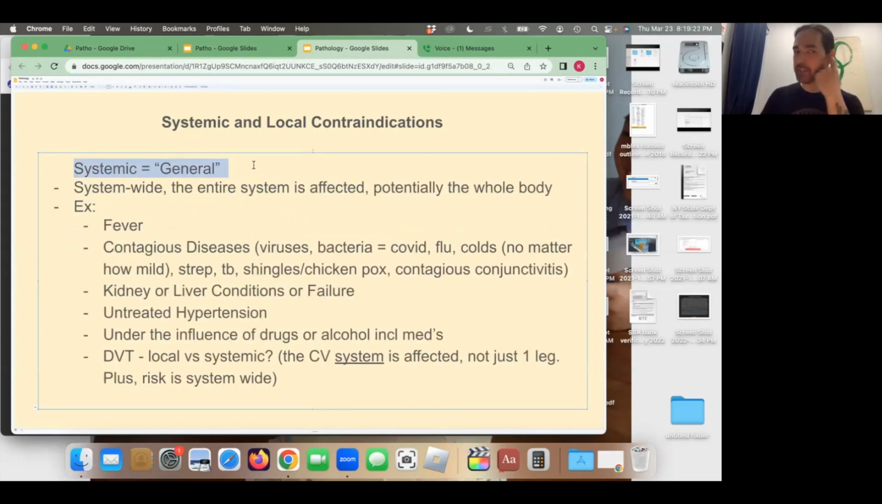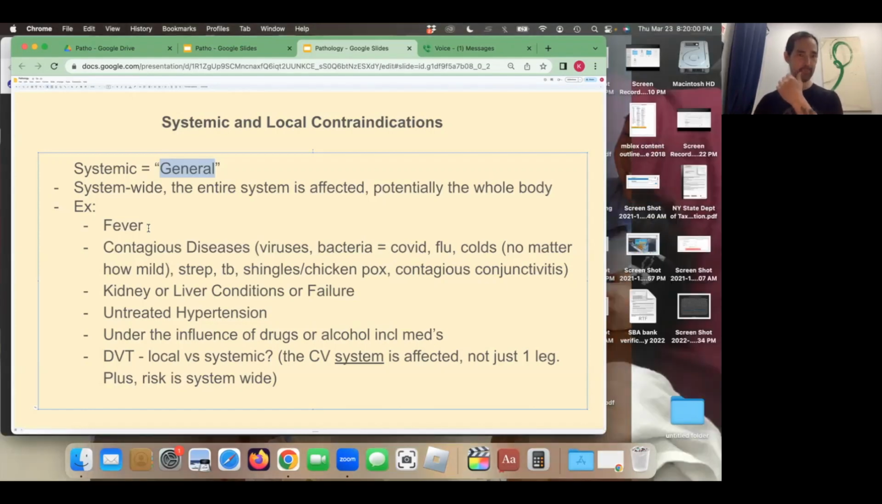When you see systemic, think general, think system-wide, because the entire system is affected. That can be the respiratory system, the skin, the digestive system, but it could potentially be the whole body, in any kind of so-called systemic or general contraindication, like fever. And you can see in the case of something like fever or a contagious disease, you can see how the word general would be more appropriate than systemic. When they say systemic, I think sometimes they mean a body system, and sometimes they mean the entire body, or sometimes they mean general. So you have to keep that in mind.